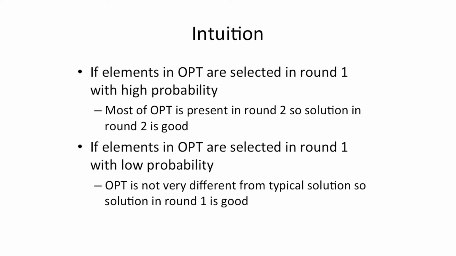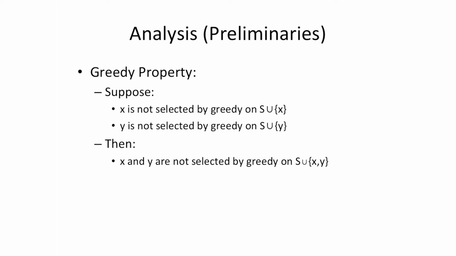So the way we formalize and analyze this actually requires us to notice a very nice property that greedy-like algorithms have. So the greedy algorithm has it, but also several others. Which is the following, which is rather intuitive. So imagine that we have a set S of elements. And imagine that we run the greedy algorithm on the set S together with another element X, and we end up not selecting X. So greedy passes on X.